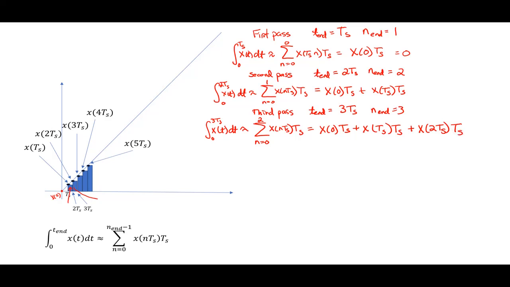Now, I keep going with this. If I did the next integral on the fourth pass, from 0 to 4t sub s of x of t dt, it should be pretty obvious that this whole thing is going to end up being equal to x of 0 times t sub s, plus the second rectangle, plus the third rectangle, plus the fourth rectangle.